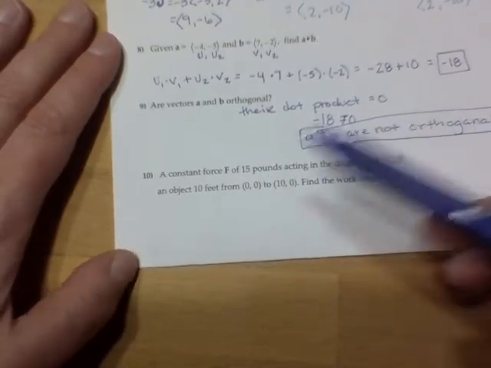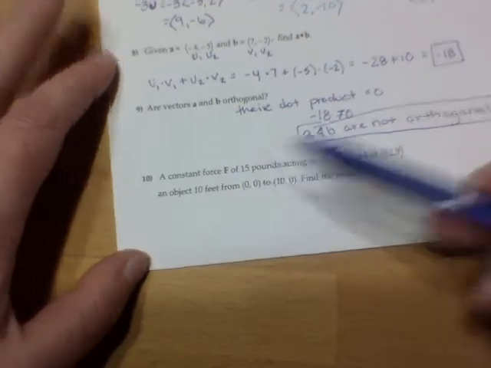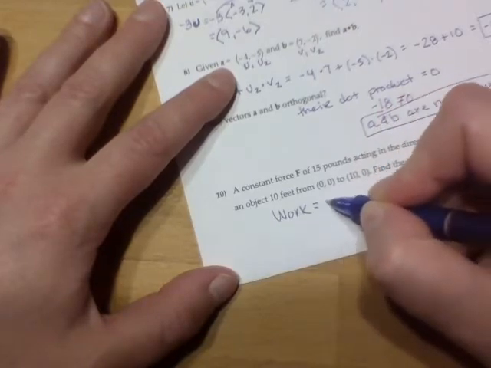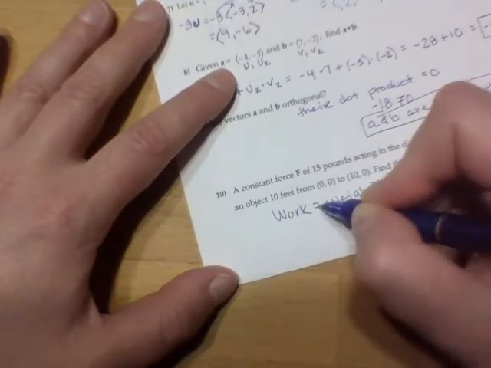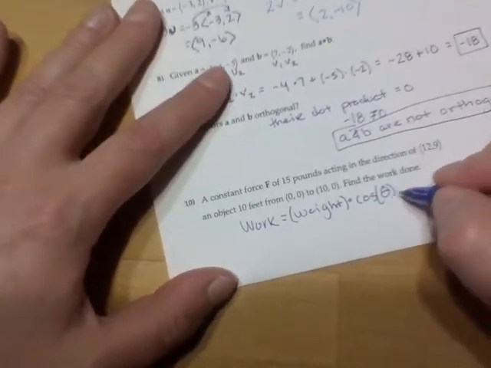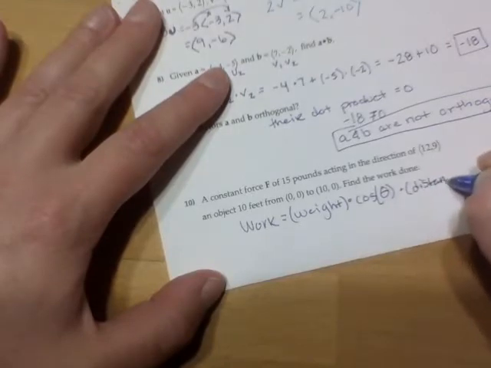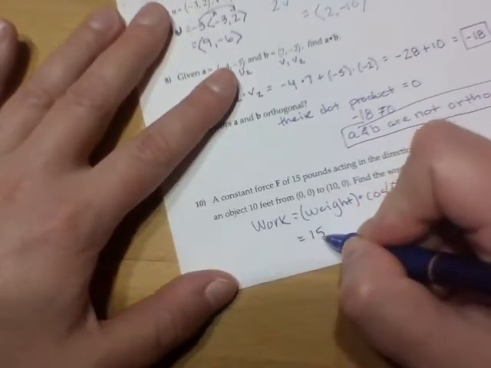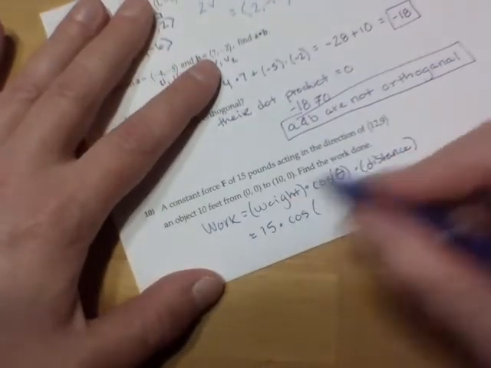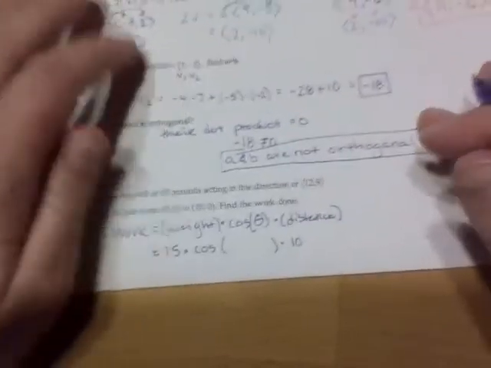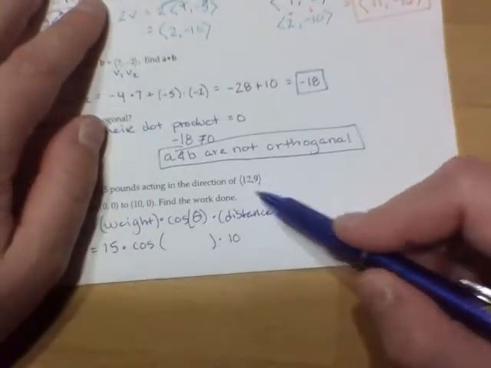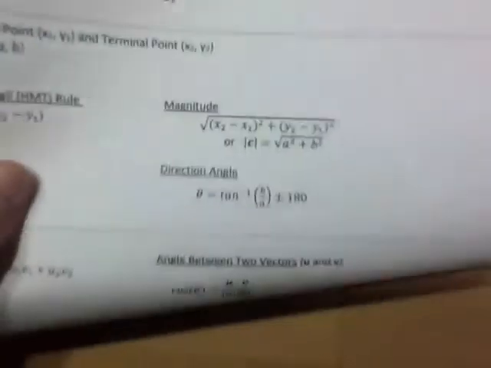All right, so the weight or the force here is 15 pounds. So again, the work is going to come from the weight times cosine of the angle of the work happening times the distance. And our weight is 15 pounds. We do not know what angle measure yet, but we'll get there. And then our distance is 10 feet in this case. So we're going to take 150 times cosine of this angle measure. And how do we find that angle measure?